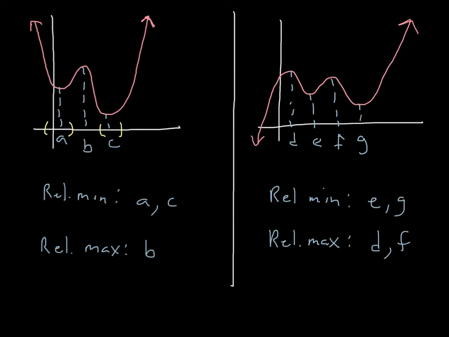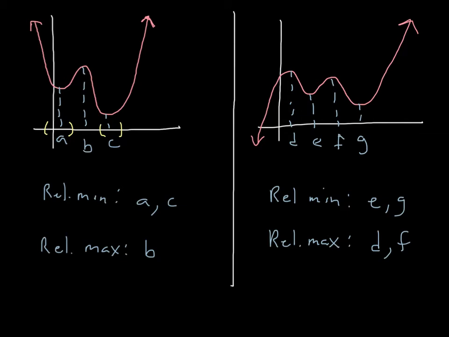In our second function, again, the domain is all real numbers on this one. It is a polynomial. And you'll notice that we do have relative minimums, again, in this case at E and G. That's where I can create open intervals around those values, at E and G, where f of E and f of G would be the smallest values. And it does have relative maximums at D and F.